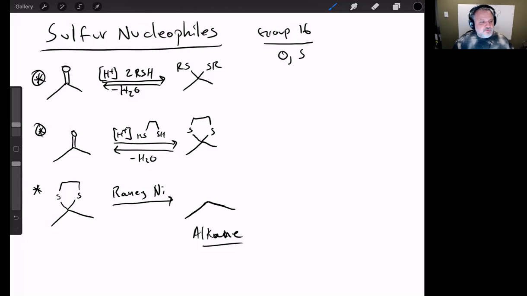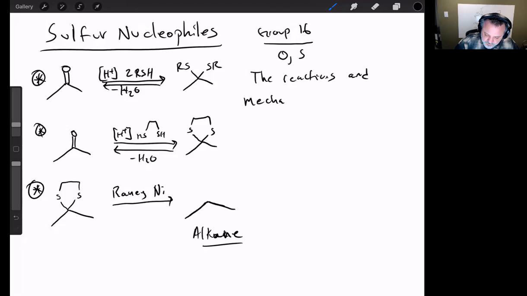So it completely reduces the acetal or the thioacetal all the way back down to an alkane. So this one is new, but when it comes to these, the reactions and mechanisms are exactly the same as the oxygen analog.